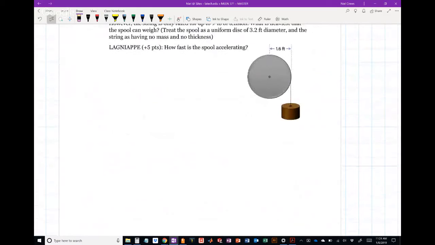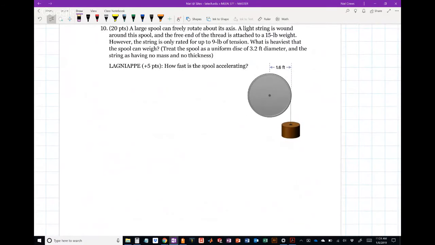So that's the answer. So there's two number 10s. I'm not sure which one you did. I'm going to go through and solve these both, for number 10 and number 11. I'm sorry, I keep saying there's two number 10s, but there's not.